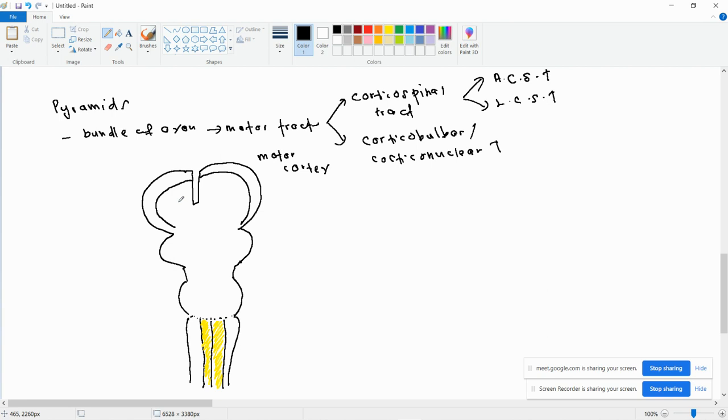Pre-central gyrus. Very good. Pre-central gyrus, right? Now, first I will explain about the corticospinal tract, okay? The first one I want to explain is related to the lateral corticospinal tract. Lateral corticospinal tract. Okay, all of this is the lateral corticospinal tract.